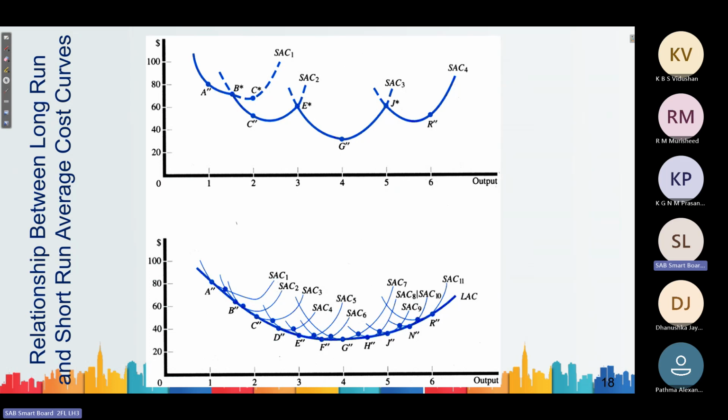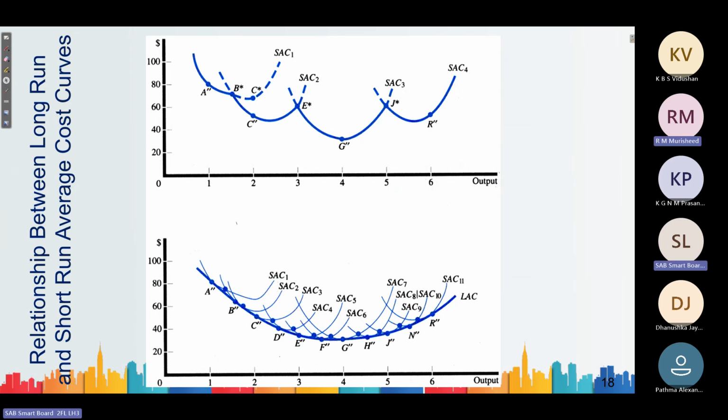Here we talk about the relationship between short-run cost curves and long-run cost curves: short-run average cost curves and the long-run average cost curve. This is the long-run average cost curve. It combines different short-run average cost curves.